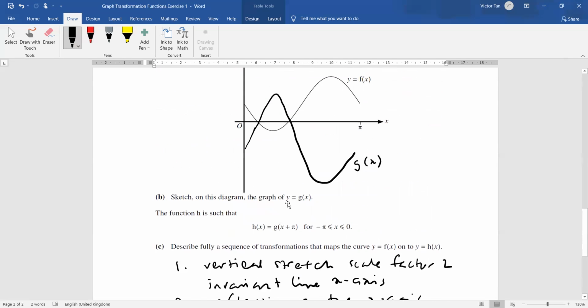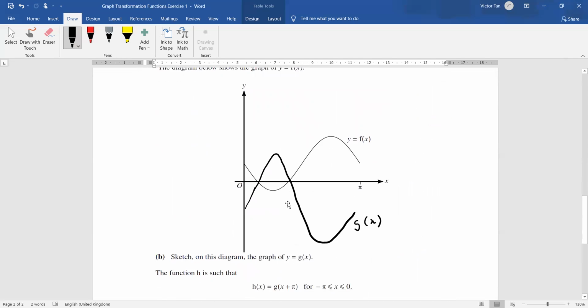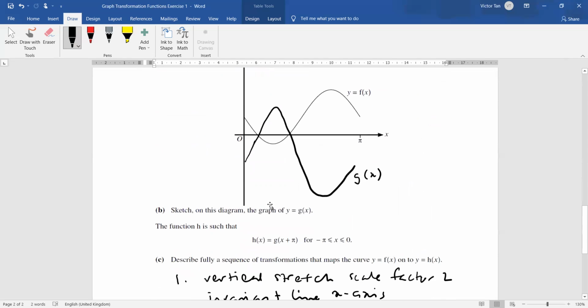There we have it. This lesson encompasses graph transformation. If you want to know more about graph transformation, subscribe to this channel. We will have more short videos on graph transformation.